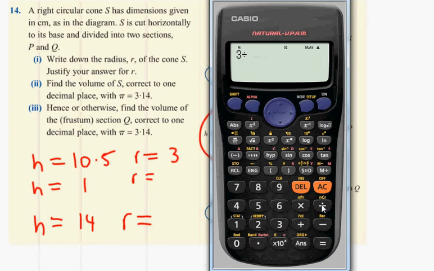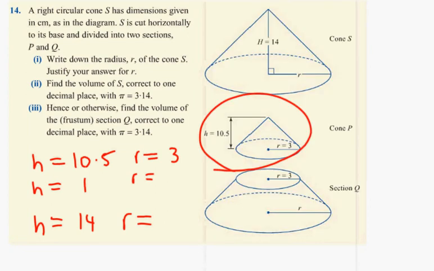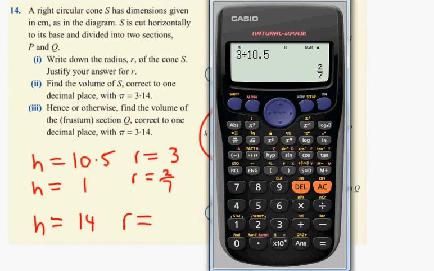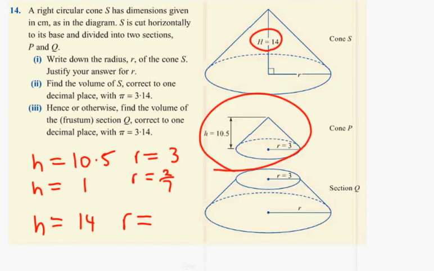3 divided by what? 10.5. Divided by 10.5, and now all of a sudden you get 2 over 7. What do I do after I get that? I know what 1 is worth. When the height is 1, the radius is 2/7. I'm not after a height of 1. I'm after a height of 14. So what size is the radius when the height's 14? What do I need to do with my last answer? Make it 14 times bigger. Answer's 4. So the radius there is 4.